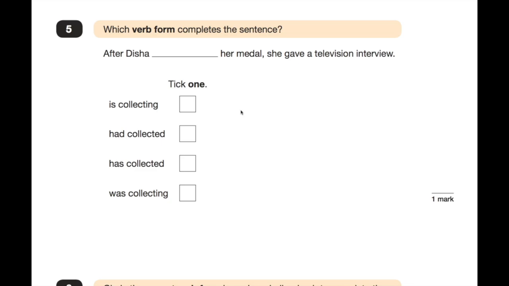If you read the sentence, there's always a clue to tell us what tense it's in. And if you look at this sentence here, it says that she gave a television interview, so we know that is past tense. Now, by a process of elimination, was collecting is past tense, had collected is past tense, is collecting and has collected are not past tense. So it's going to be one of these two, and if you insert them into the sentence, after Disha had collected her medal, she gave a television interview. That sounds correct, and if we try this one, after Disha was collecting her medal, she gave a television interview, so that's definitely not right. It's this one here, had collected.